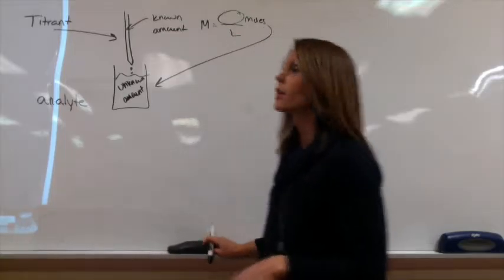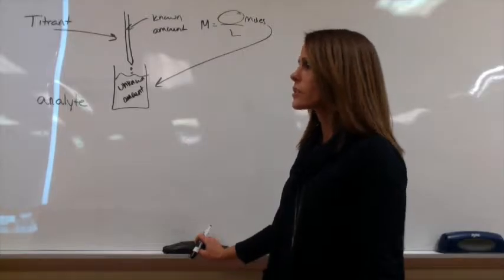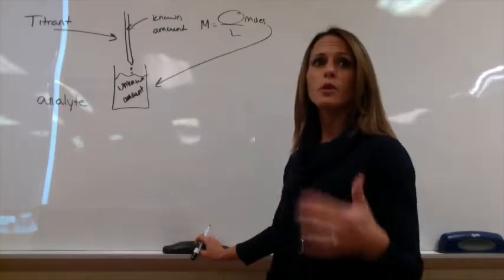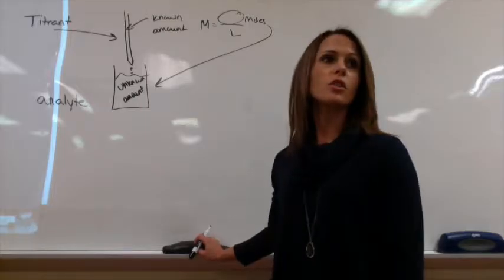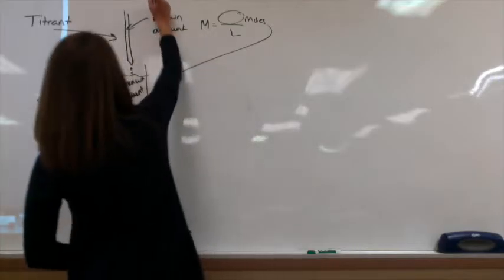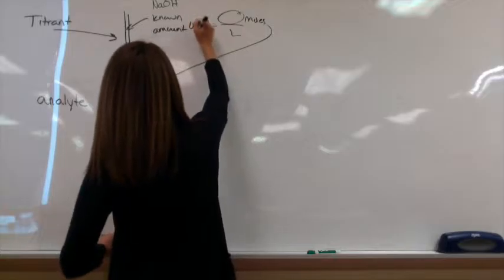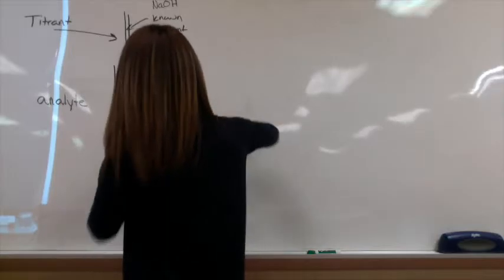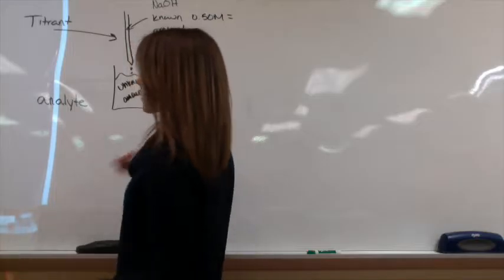I'll solve over here. It says we have 3.0 times 10 milliliters of 0.5 molar hydrochloric acid titrated with 0.5 molar sodium hydroxide. Before you start, you should ask yourself, what's in the beaker and what's in the burette? So what's in the burette? The NaOH, right? So I have sodium hydroxide here with a known amount. It told me that it was 0.5 molar. I'll write all my sig figs out. So this is 0.50 molar of sodium hydroxide, and that's moles over liters.